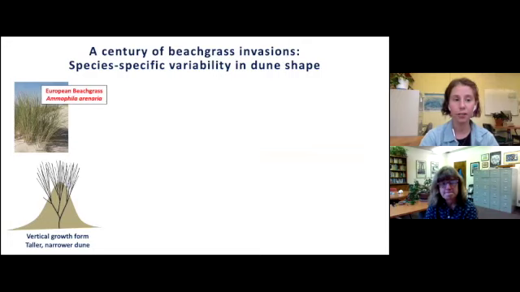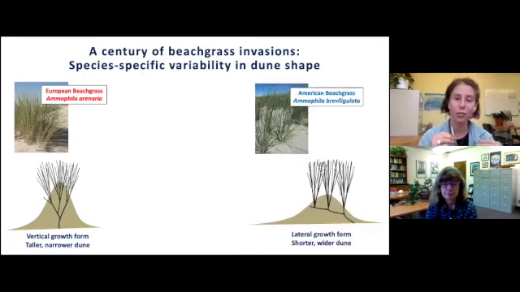We know from Sally's section that Ammophila arenaria produces these taller, narrower dunes. Ammophila breviligulata has these shorter, wider dunes. And then we just talked about two of the hybrid's exceptional dune building traits compared to its parents.